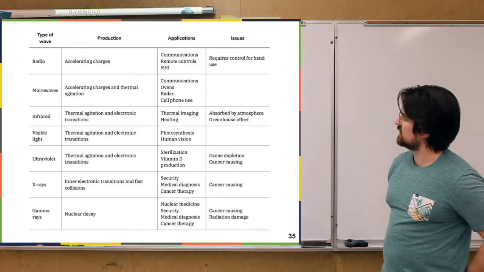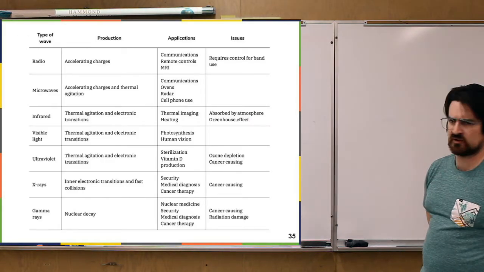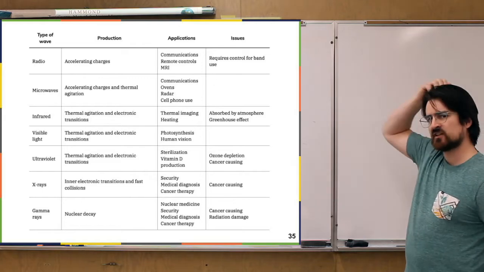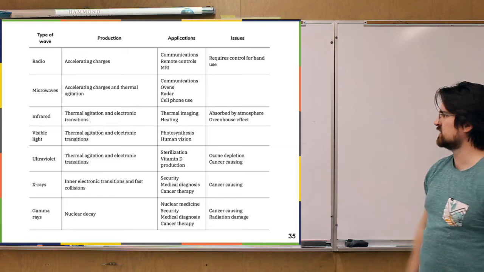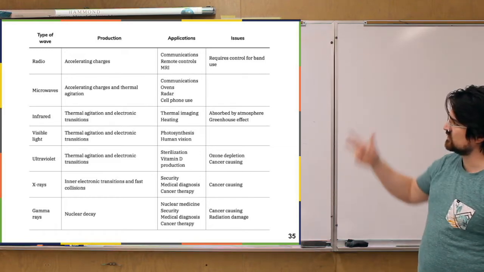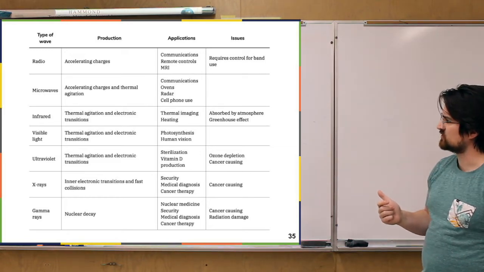This is just an interesting table from the book, related to the very top of the electromagnetic chart that I was talking about earlier, with the sizes of things related to the wavelengths. The production associated with each of these things is pretty interesting.